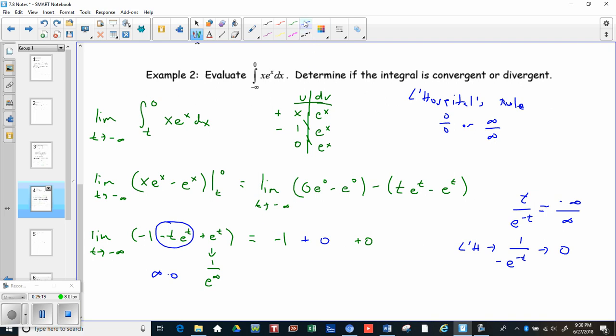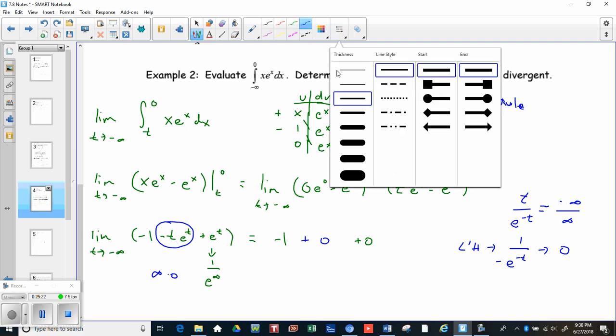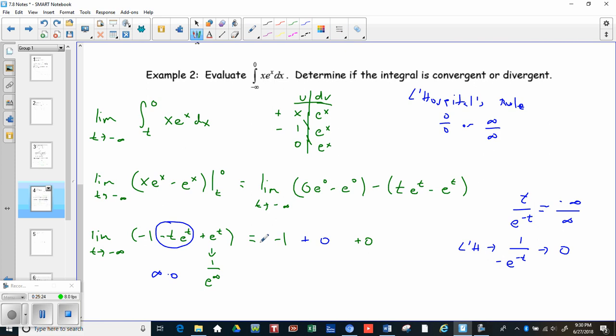So ultimately what we get out of this whole thing is that we get -1 plus 0 plus 0. So the whole thing equals -1. And since this is a finite value, this integral is convergent. Okay, the finite value does not have to be positive, it just has to be finite. So after all of this, we get that this integral is convergent.